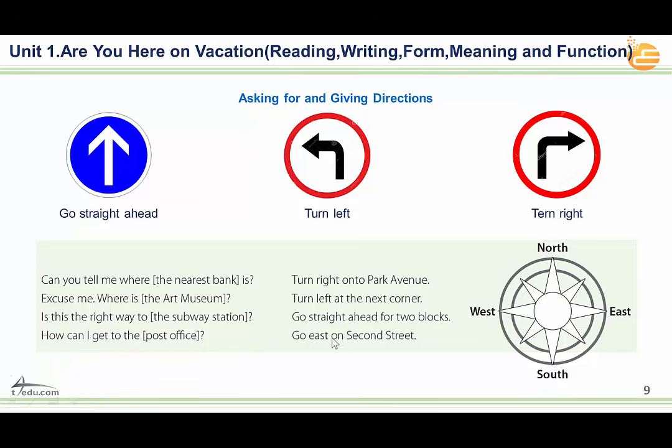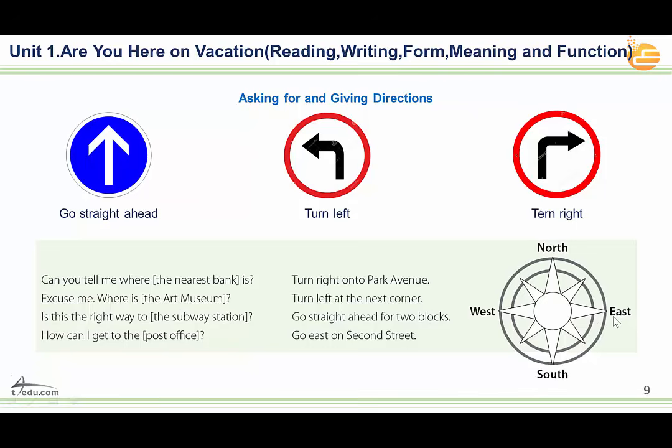Go east on 2nd Street. So what does it mean, east? This is east, can you see it? Those are the directions, the main directions. This is the north. Okay, this is the north. Tabuk is in the north of Saudi Arabia. This is the south. Abha is in the south of Saudi Arabia.